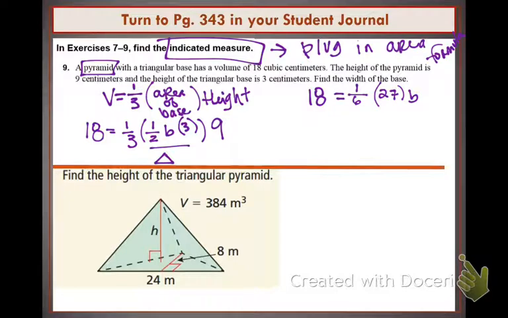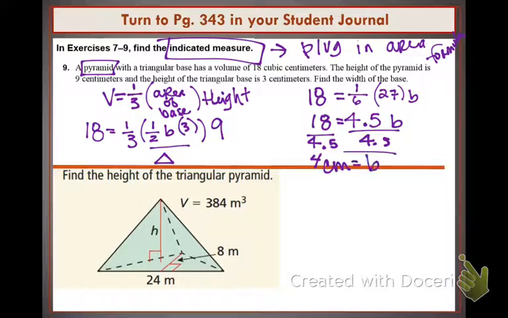So all I did was multiply the two fractions, multiply the two whole numbers. From here, you're going to multiply what is 1/6 times 27? 4.5. All right, so what do we do to continue to solve? Divide by 4.5. So 4, what is it, centimeters, equals the base.